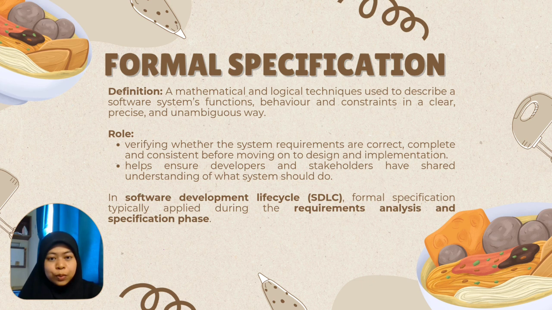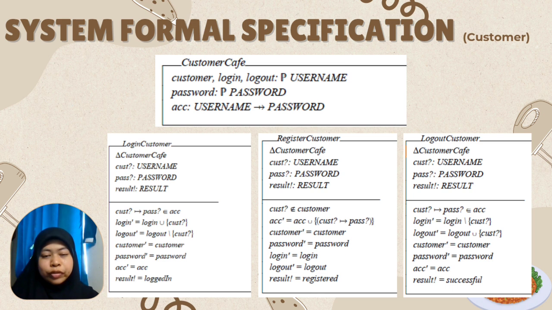The main role of formal specification is to verify whether the system requirements are complete, correct, and consistent before we move on to the design or implementation phase. It also ensures that both developers and stakeholders share the same understanding of what the system should do, which helps avoid costly mistakes later in the project.